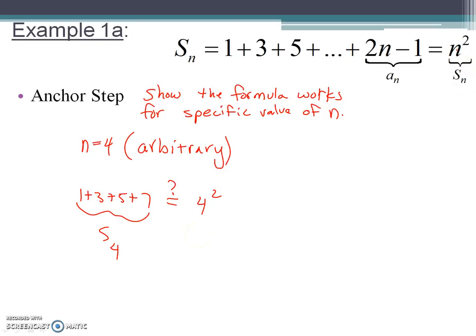And sure, it absolutely is. 1 plus 3 plus 5 plus 7 is 16. 4 squared is 16. So yes, it absolutely works. The anchor step is a big old check mark in this case. Okay, so let's get into the actual meat of this problem. Let's actually get to the proof.